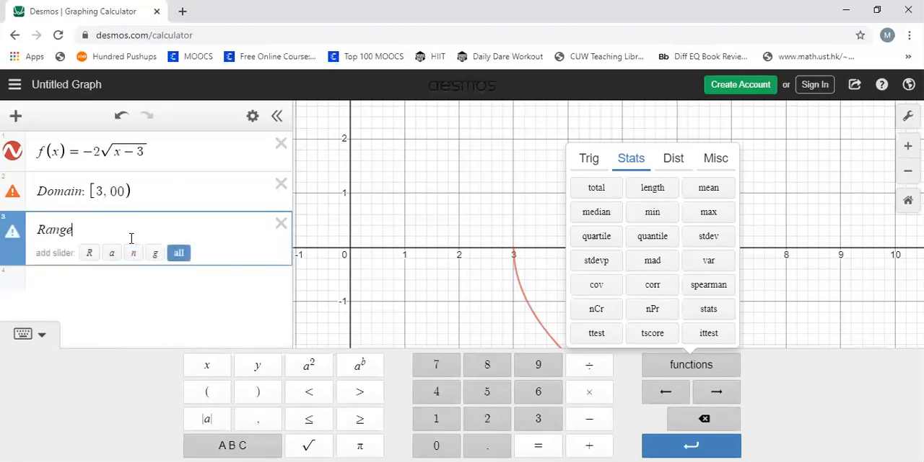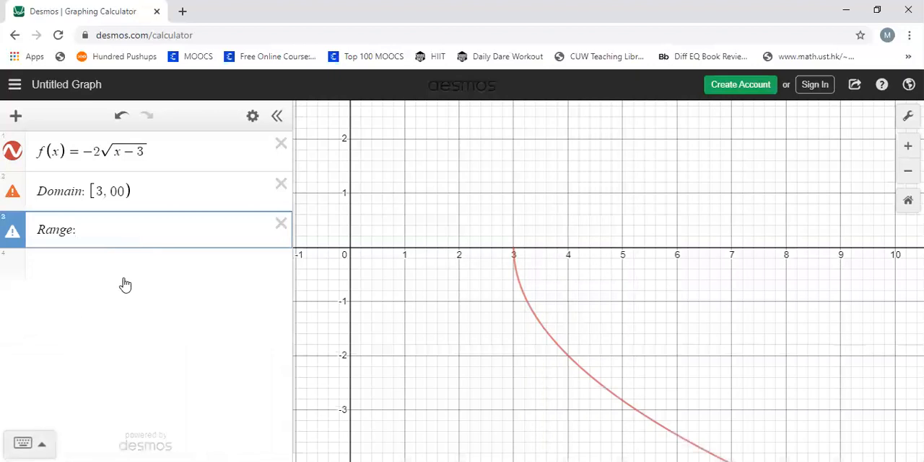How about our range here, right? Range again is what values of y are we allowed to use? So, or can we get, right, out of the function? And so look here, can we get a positive 1? Is there anywhere on this graph of the square root where we get a positive 1 value out?